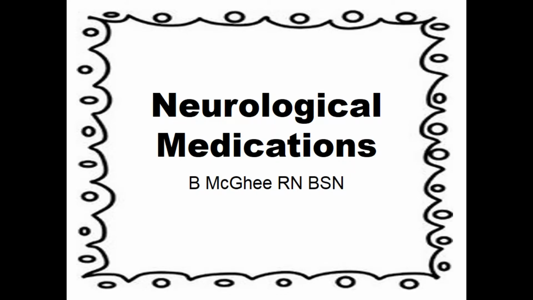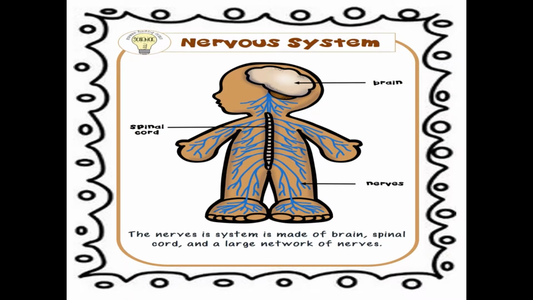Hey, this is Neurological Medications with Mrs. McGee. We're going to talk about the nervous system. You can look at chapter 47 to get a nervous system physiology and anatomy review.